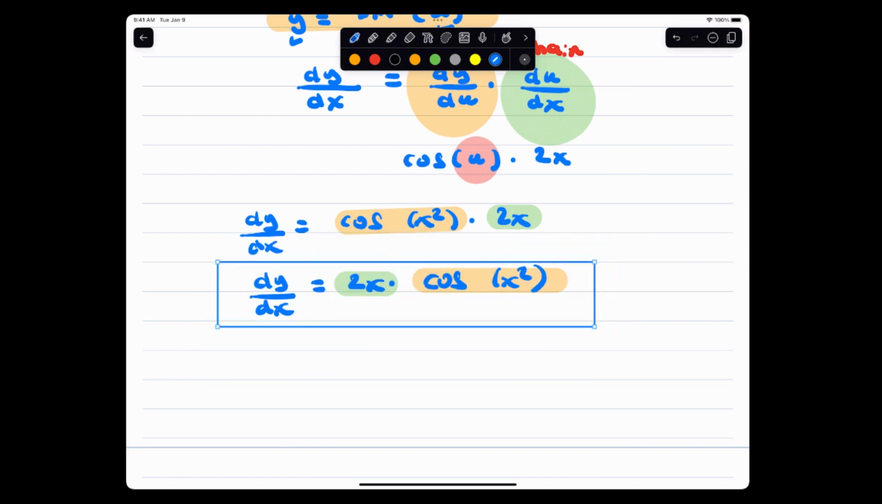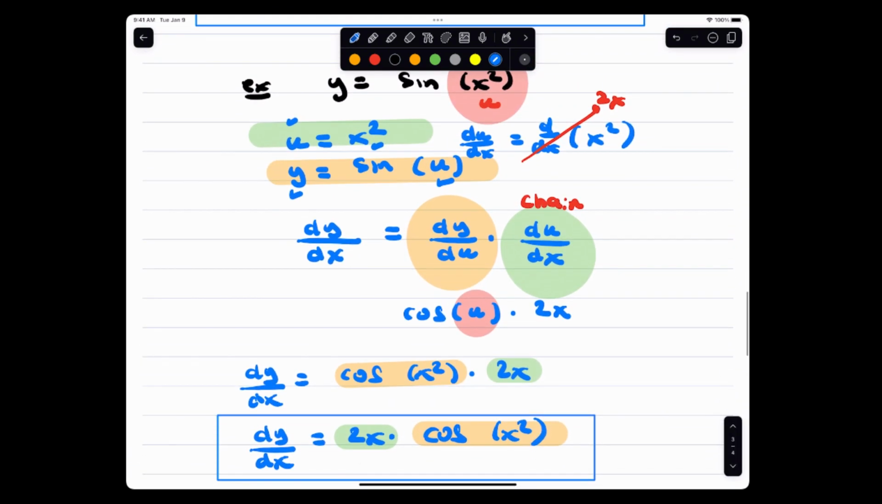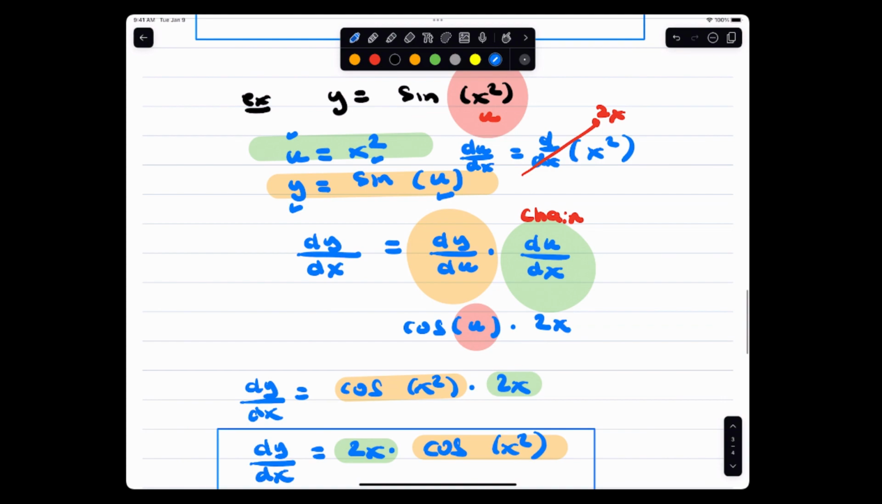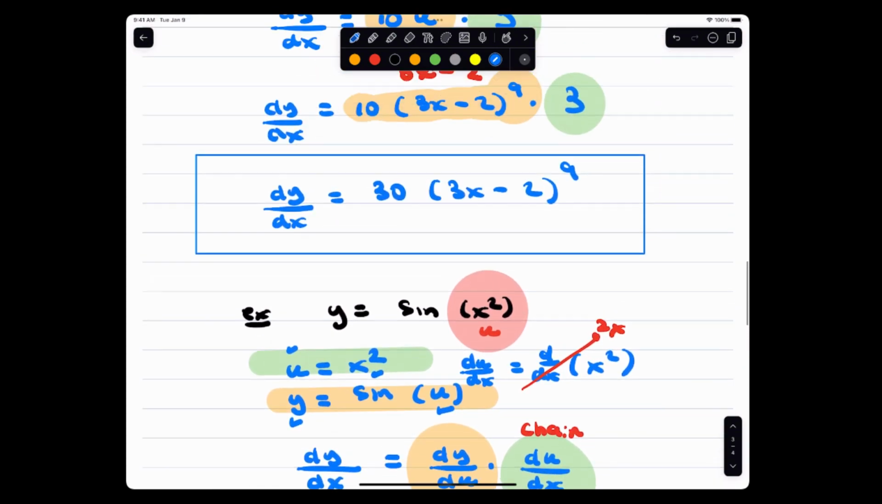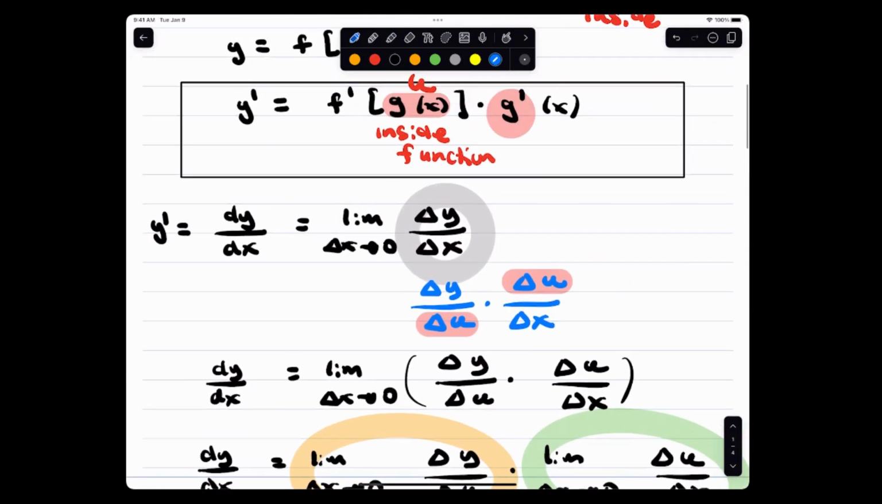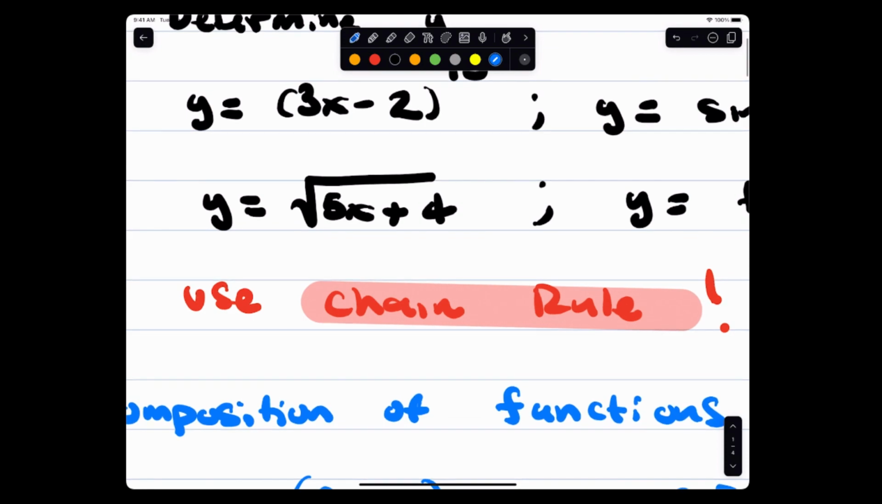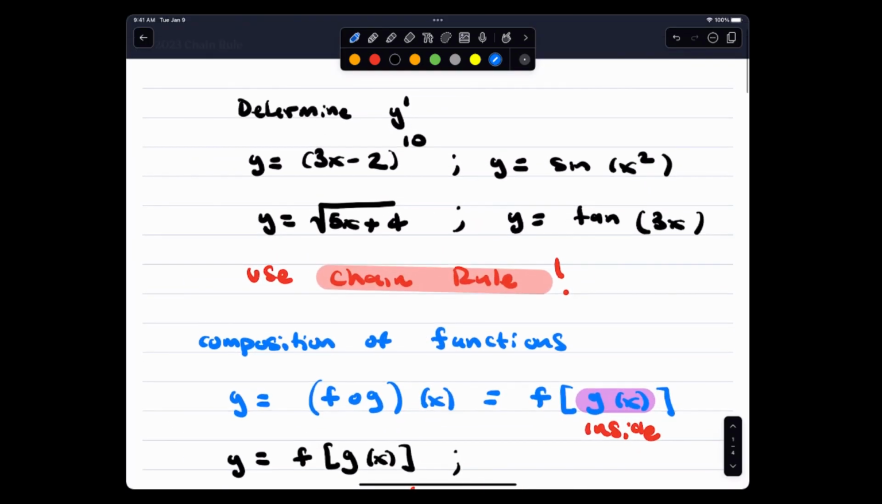There it is. What do you guys think? Now that you've seen your second problem, does that look scary? No. Let's look at this one here. Oh, the square root of 5x plus 4? Oh, my God.